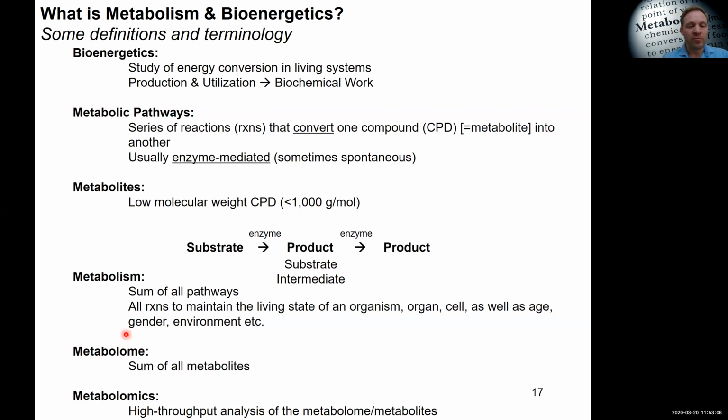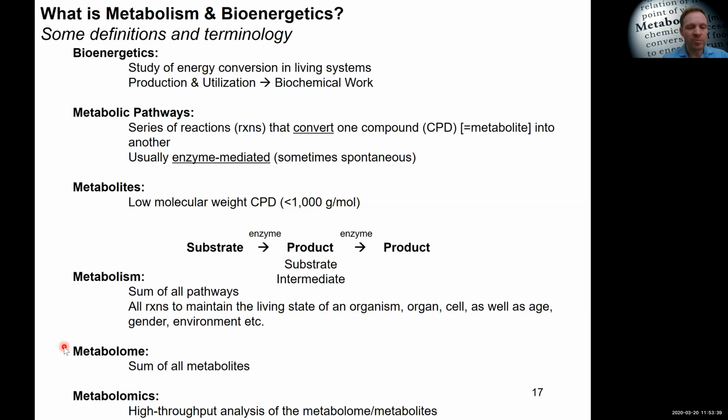Then if we look one further here, metabolome, this might be a term that you haven't heard yet. Metabolism is the sum of all of these pathways and reactions. As metabolome, we would refer to the sum of all the metabolites. And again, much like metabolism, it is seen in context. So it can be the metabolome of an entire organism, or the metabolome of a specific organ, a specific current environmental condition, and so forth.